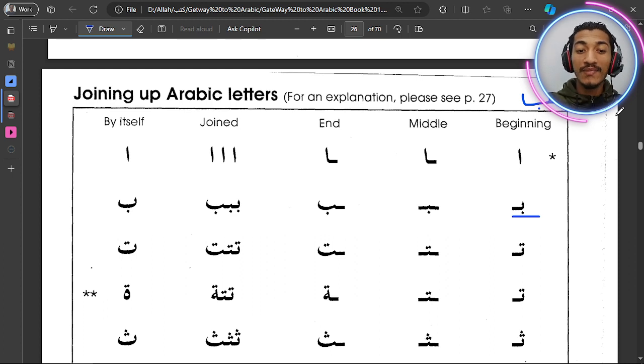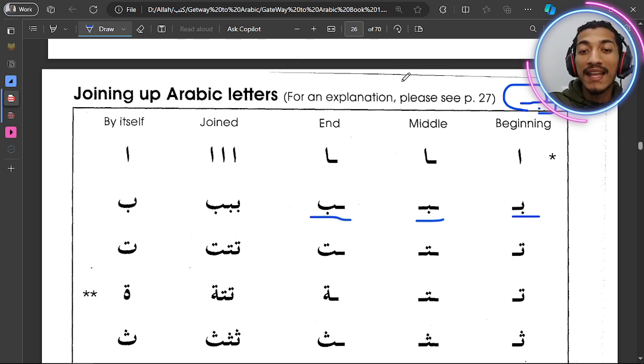Okay? And this is Ba in the middle. It will look like this, as I'll keep the left side open also if I want to connect to a next one. That's it. Ba in the middle looks like this shape exactly. And the third one is at the end, and Ba at the end will be a full Ba and connected from the right side to whatever the letter is.